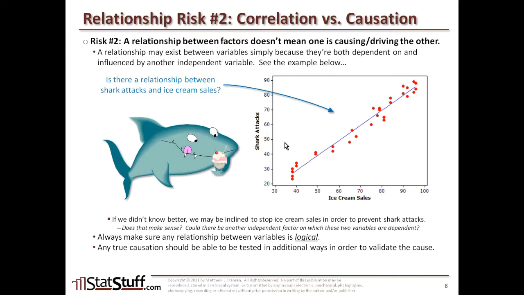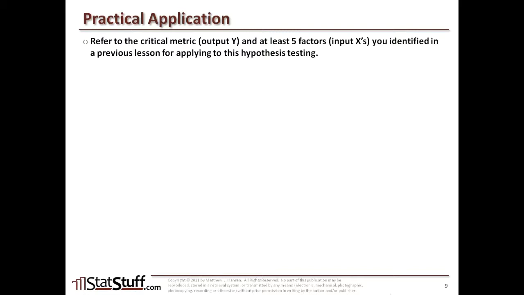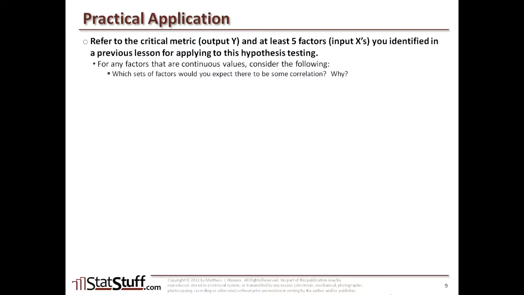All right, before we close this lesson, let's discuss how we can apply some of these concepts in a practical way. I'd like you to refer back to the critical metrics that you've been using as part of this hypothesis testing, and for each one of the ones that are using continuous values, ask yourself the following. First, which sets of those factors would you expect there to be some correlation between, and why would you expect a relationship like that? What would you expect the correlation percent or the correlation coefficient to be?